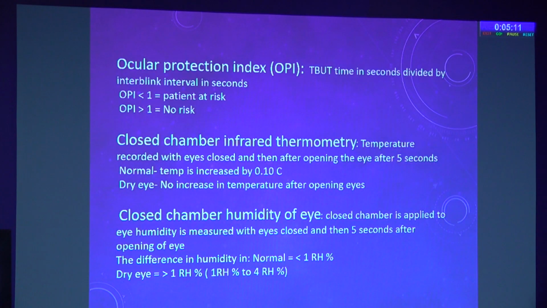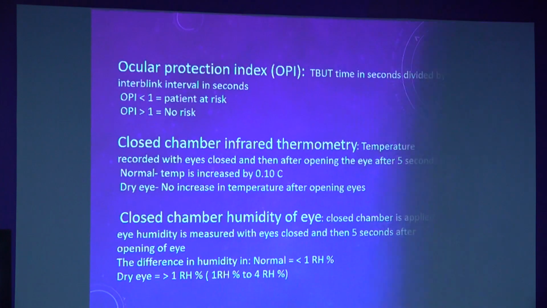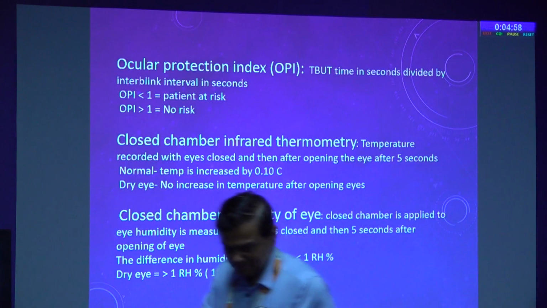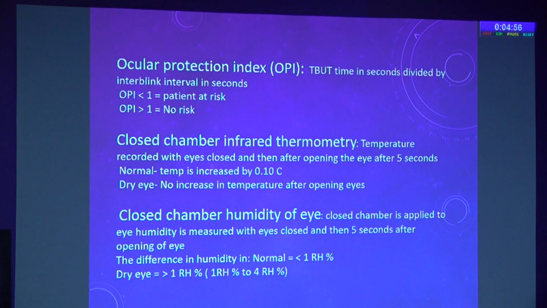The other test which can be done is the ocular protection index, which is the tear film breakup time in seconds divided by the interblink interval. So you have to know the blink ratio also, which is important in ocular surface analysis. Other things are closed chamber infrared thermometry, which can measure the temperature of the eye by closing and opening time. It's around 0.10 centigrade. In the dry eye, there is no change in the temperature. Closed chamber humidity of the eye can also be measured in a relative humidity index. The humidity is measured with eyes closed, and then for 5 seconds, open the eye and measure.